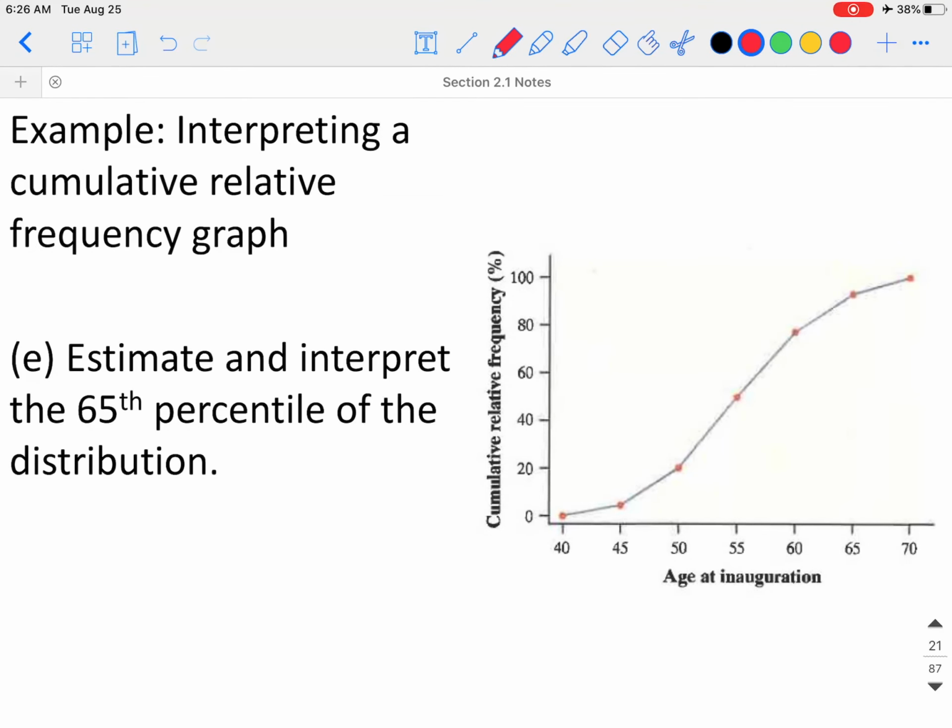Estimate and interpret the 65th percentile of the distribution. So if we have 70 here, 65th would be about here. We take it over, we see where it hits the graph, and then we come down, and we could estimate that to be about 58 years old.